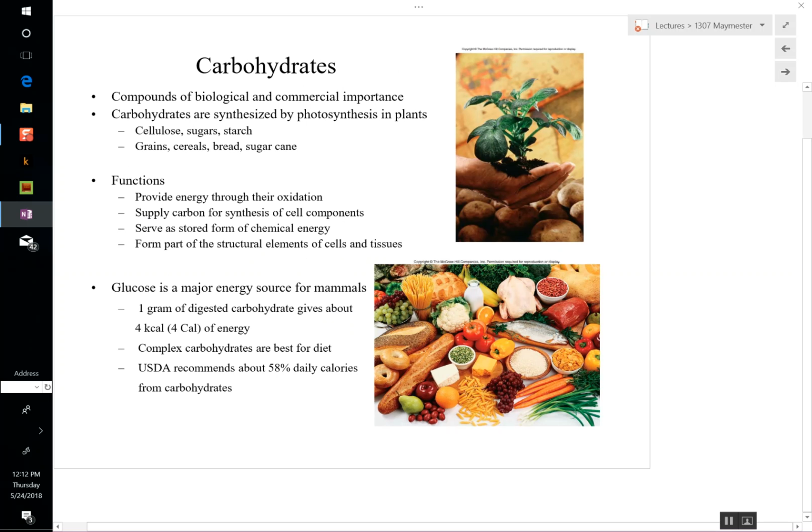What do we do with carbs? Mostly we burn them. Energy source. This is where you are getting glucose, and in the body, 1 gram of a digested carb gives about 4 calories of energy. 4 calories per gram. All right? Obviously you can't drive your calories down to 0. You would die. It's taking 1,600 to 1,800 calories a day just to maintain your body temperature.